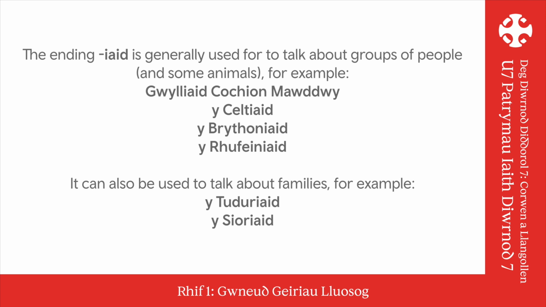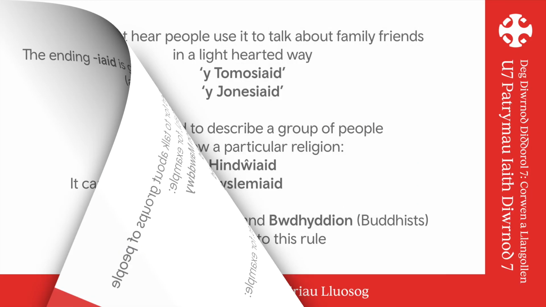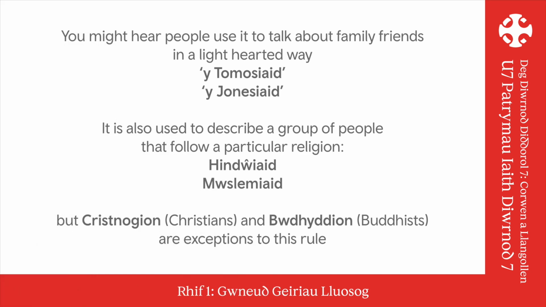Iaith. This ending is generally used to talk about groups of people and sometimes animals. For example, y Celtiaid, y Brythoniaid, y Rhufeiniaid. It can also be used to talk about families. For example, y Tuduriaid, y Siorsiaid. You might hear people use it to talk about family friends in a light-hearted way.